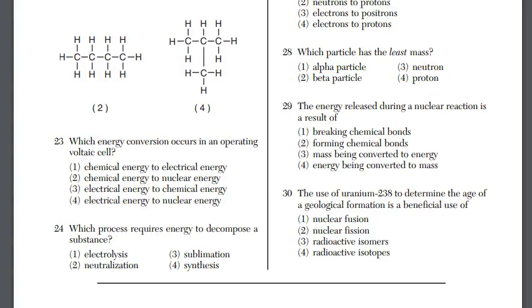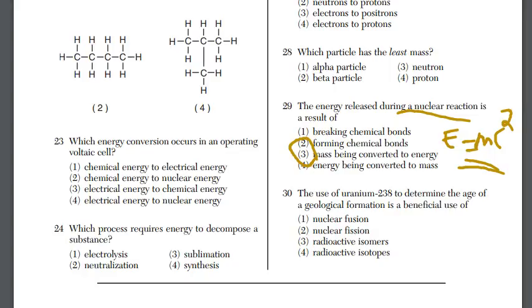Okay, 29. Energy released during a nuclear reaction is a result of nuclear reactions. You're going to get a ton of energy, and that goes back to E is equal to mc squared, which is Einstein's famous equation. So that is mass being converted to energy. It is a fact. So nuclear reactions blow any kind of chemical reactions away as far as energy. So know it. Let's go to the last one here in part A for 30.